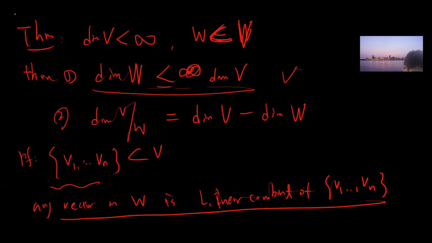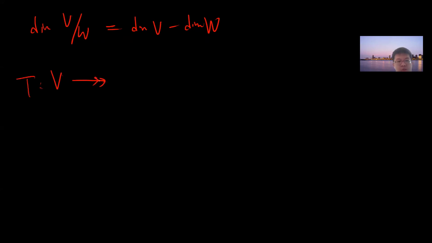Okay, so the only part that may not be easy to see is the dimension. Let's see. You can provide a linear, onto map from V to V quotient W by mapping any vector X into X plus W. So let's see, you map all the bases. You map V1.